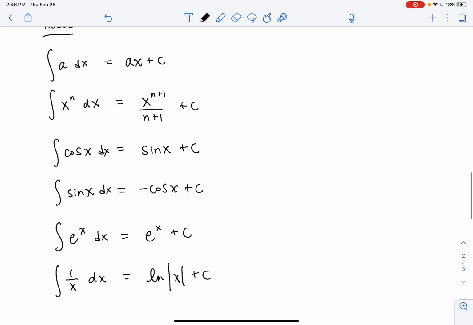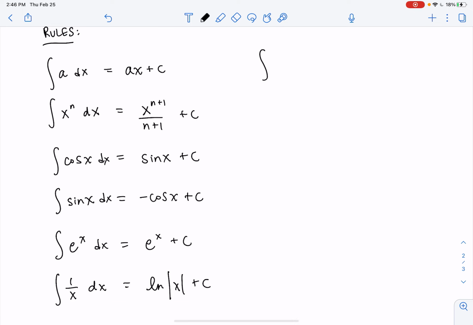The integral, let's continue off to the side, of secant x tangent x. If you remember your derivative rules, these all make sense. You're like, oh yeah, I remember the derivative of secant is secant x tangent x. So then it's very easy to remember the antiderivative. The integral of secant squared x is tangent x.